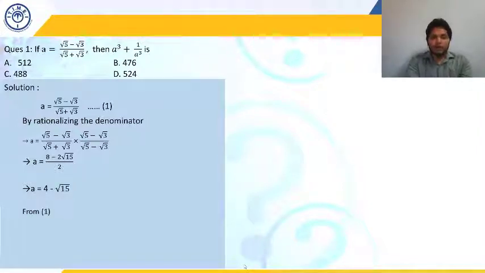So from here, what else do we want? We want 1 by a also. From the first we can say a is root 5 minus root 3 upon root 5 plus root 3. Then what is 1 by a? It is going to be the reciprocal of it.